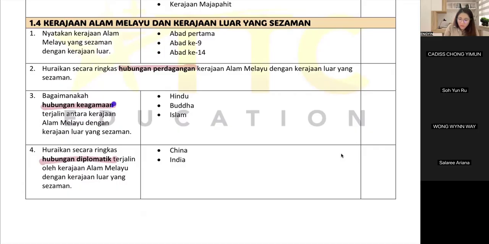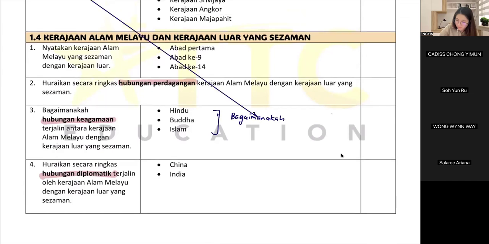Now, next one here. How did religion connect them with the outsiders? So in other words, they are basically asking you how they shared the religion.